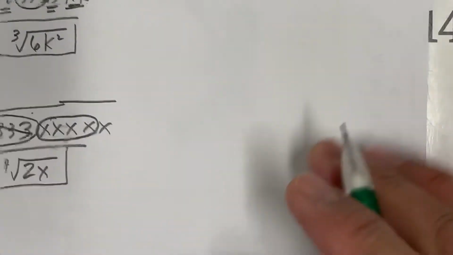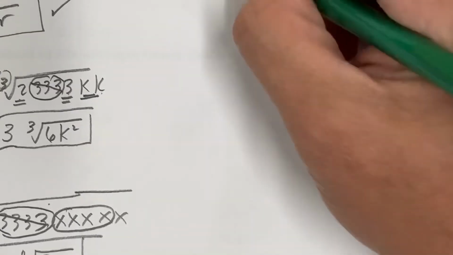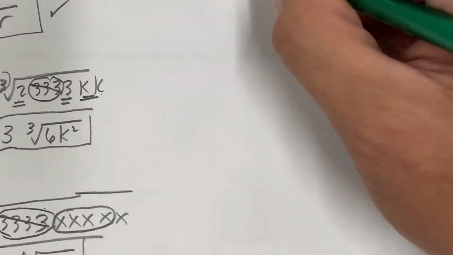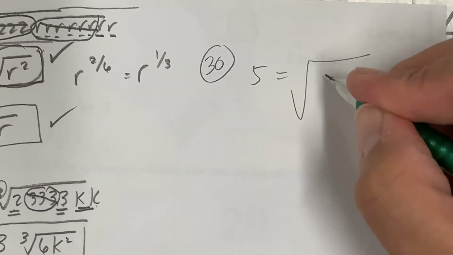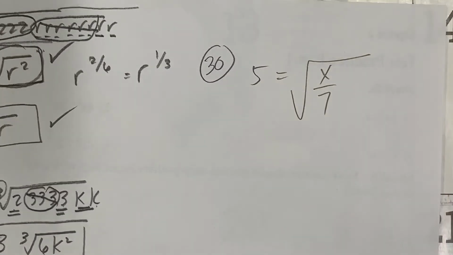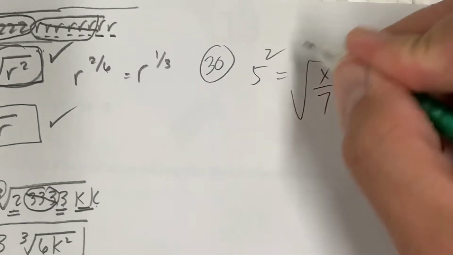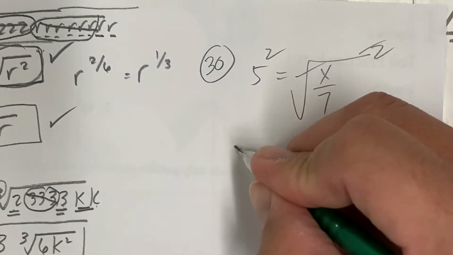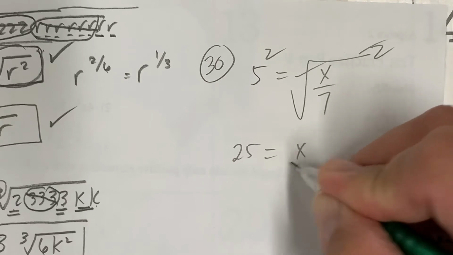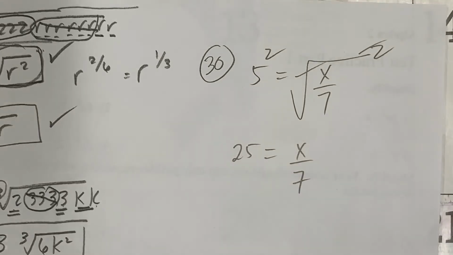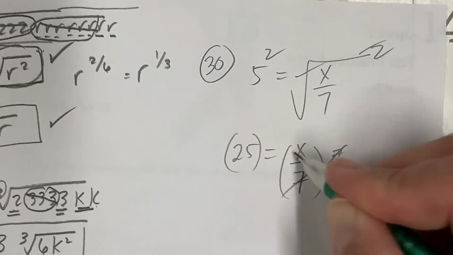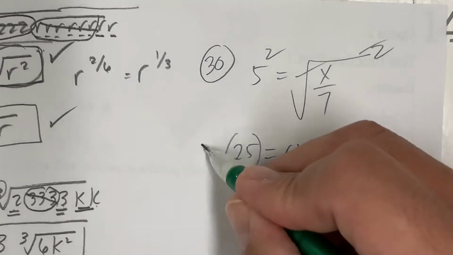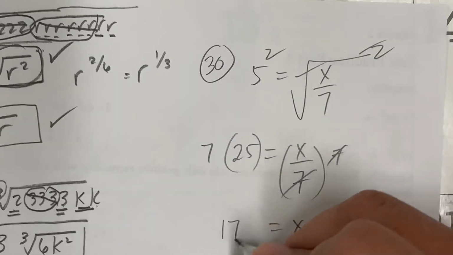I'm going to skip some items here. Number 30. 5 is equal to square root of x over 7. The way you do this one, you square it, cancel it out. That gives you 25 is equal to x over 7. And then you multiply everything by 7 to cancel the 7 here and leave the x by itself. And 25 times 7 is 175.